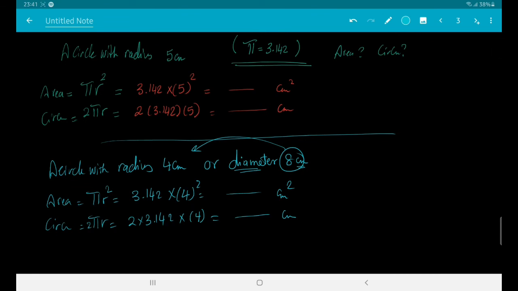This is everything about how to calculate the area and the circumference of a circle, and this is only for years 7 and 8, because in year 9 you need to know the area or the circumference of an arc, or the area of a sector.